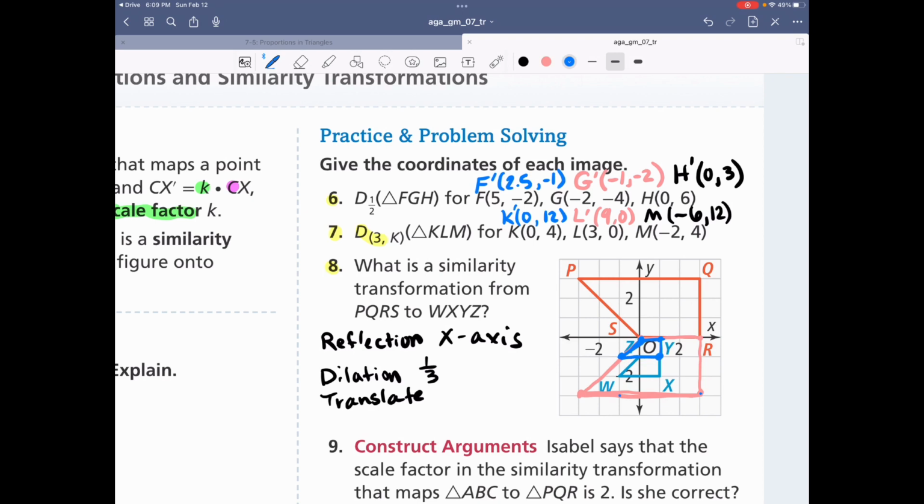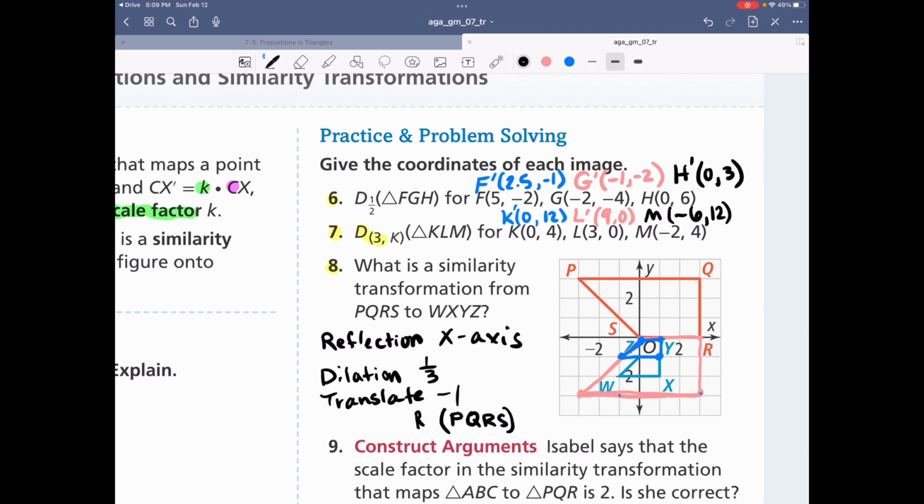And then we have to translate it down 1. So how would we write that more formally? The first thing is going to actually go last. So we're going to say P, Q, R, S is what we are doing a similarity transformation to.